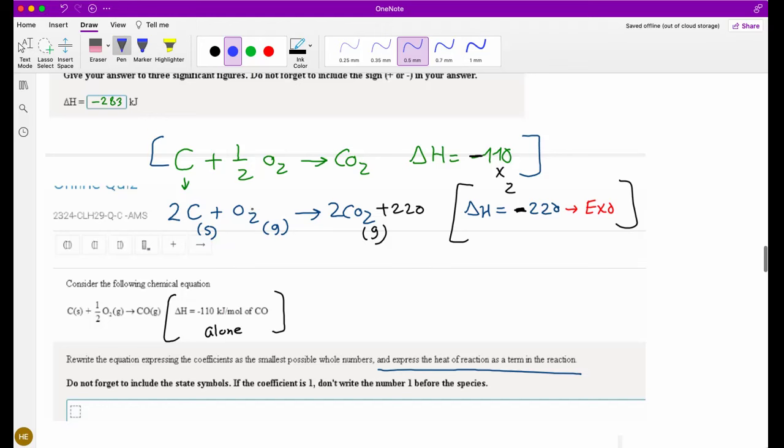This equation, like last time, asks you to change it from fractions into whole numbers. We have to multiply this one by 2 to get rid of it. So multiply all the equation by 2. Even the delta H will be multiplied by 2. So it's negative 220. And he is asking you to incorporate this number inside the equation.